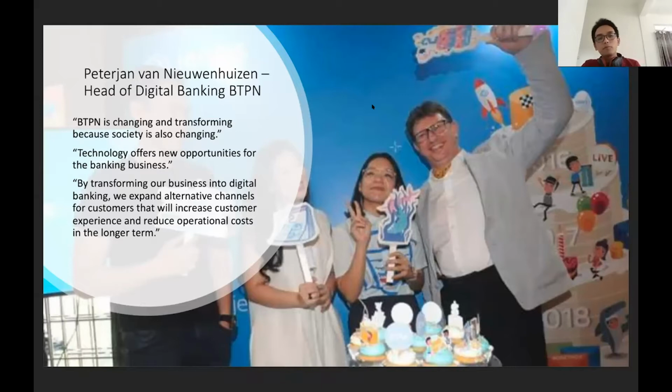So from this, it means that in the longer term, it will reduce operational costs, because if people can access everything from the mobile phone, they don't need customer service anymore. They don't need to go to the bank. So the branch will not be interesting anymore, because if we go to the bank, we have to queue and spend time. It's not time efficient. So this is what BTPN thought 5 years ago.